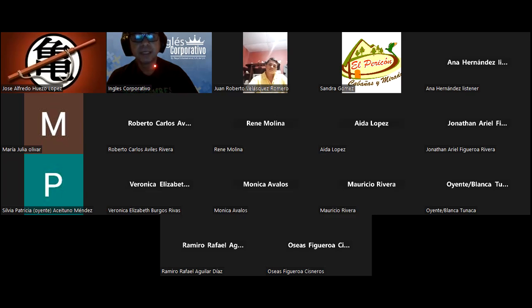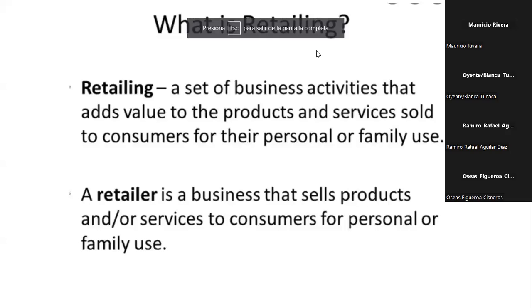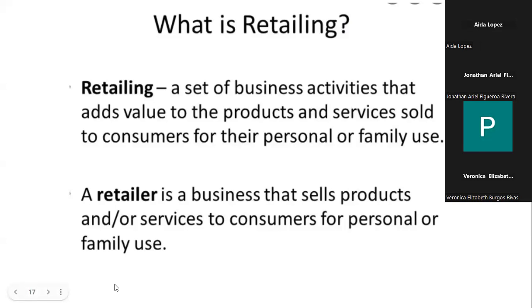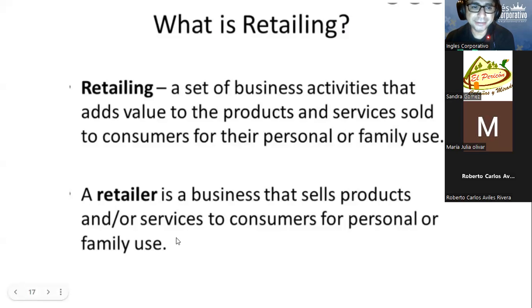Let's use this. Okay. So we're going to do an activity that is a little bit different. We're going to try to practice a little bit of fluency. So we have here two paragraphs, but we're going to use the first one only. Okay. So this is what we are going to do. We are going to try to read the first paragraph as fast as you can, very fast, okay? For example, you can say something like, retailing, a set of business activity that adds value to the products and services sold to consumers for personal and family use.